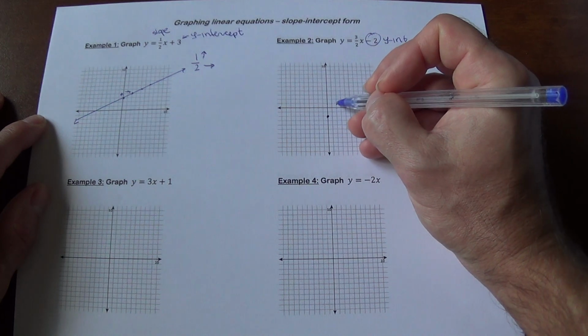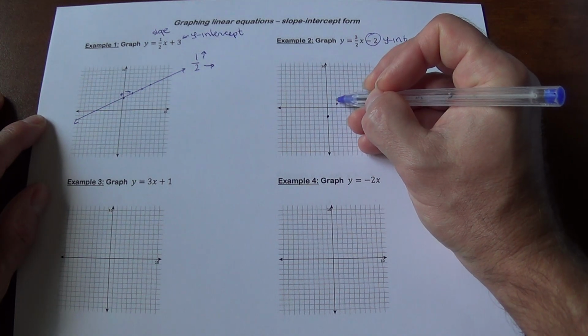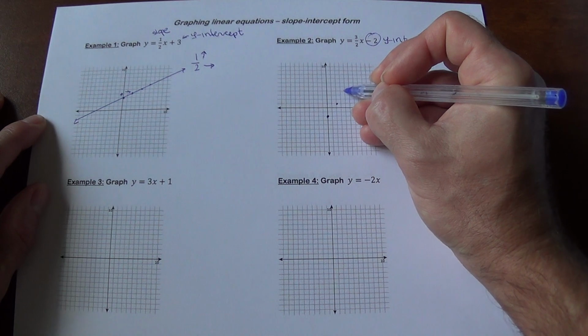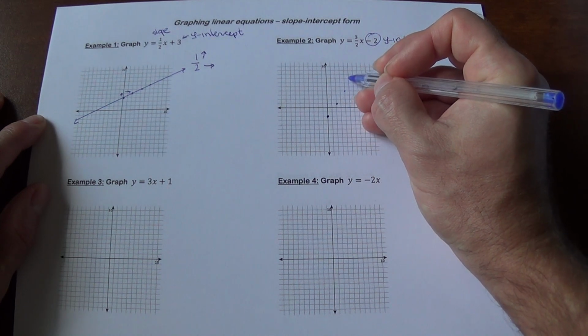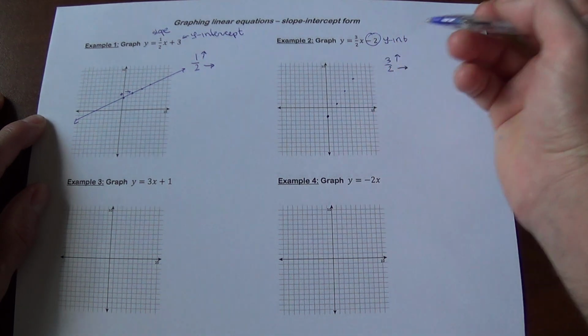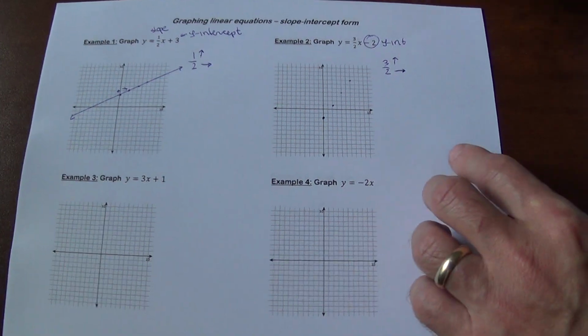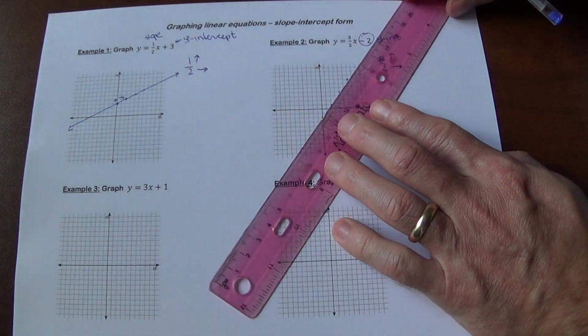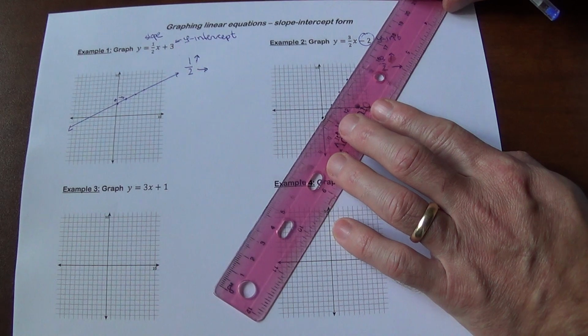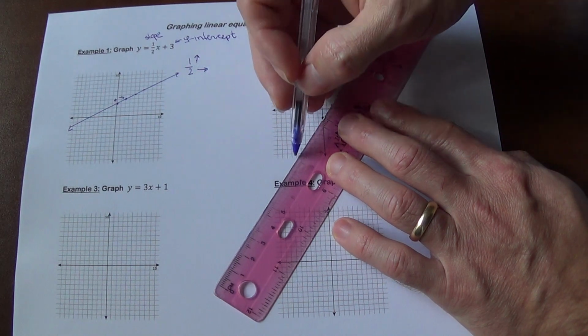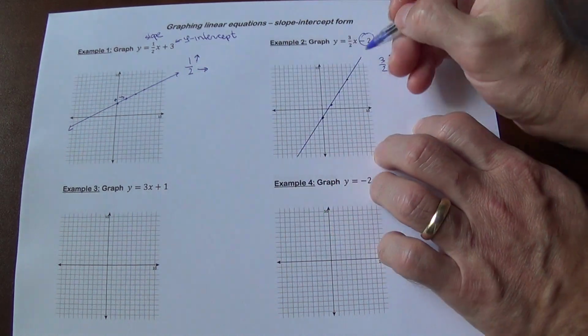And just like I said before, you can repeat that process multiple times. 1, 2, 3, 1, 2, and again, and you will see a bunch of points that are going to be lying on the same line. Use the ruler, line it up, draw the line.